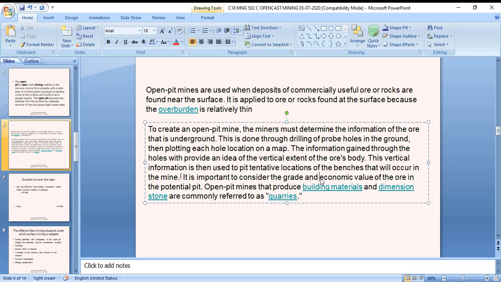So such things you also have to consider while designing the open pit. This is one of the important factors. Grading and economic values are the most important factors for consideration. Then the open pit mine produces, so there are a number of applications.